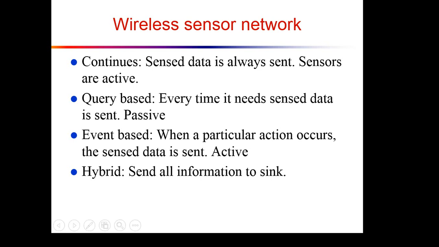A sensor network can be continuous, query-based, event-based, or hybrid. In the continuous state, sensed data is always sent to the base station. Sensors are active. In the query-based state, every time it is needed, sensed data is sent. This is passive. And event-based, when a particular action occurs, the sensed data is sent.